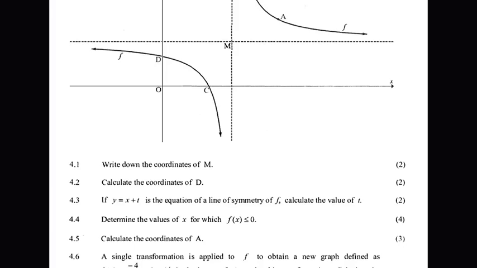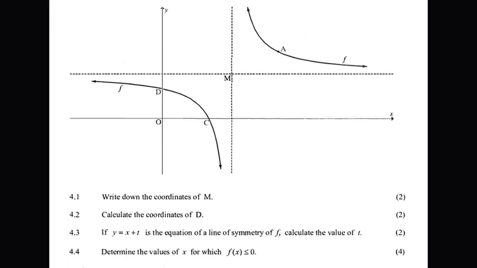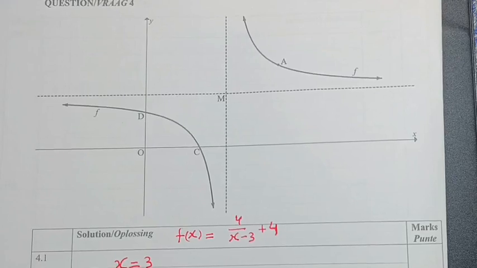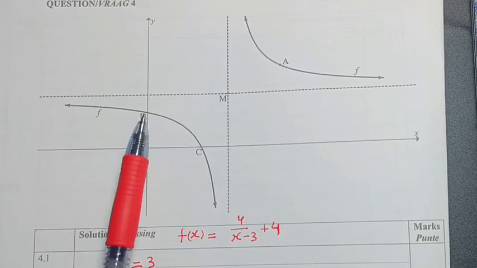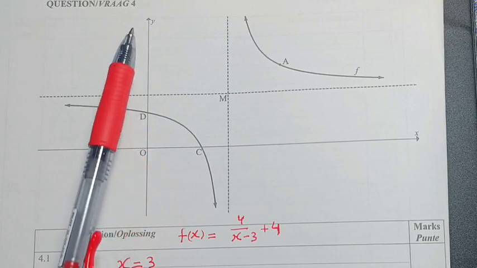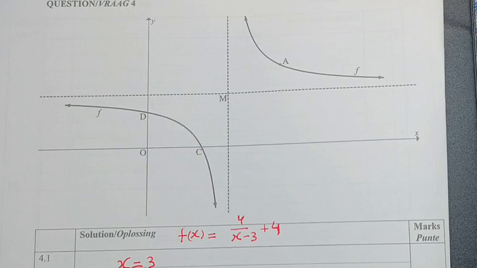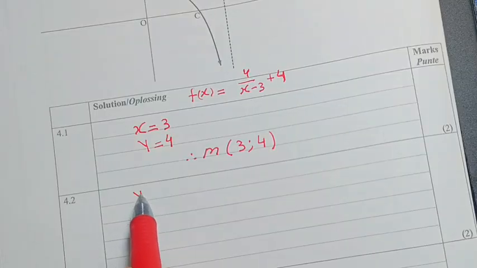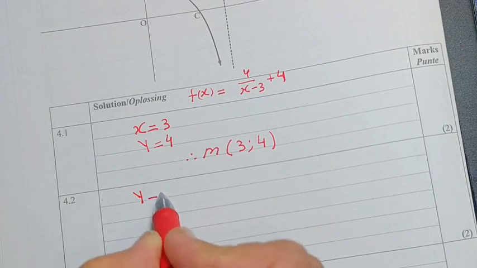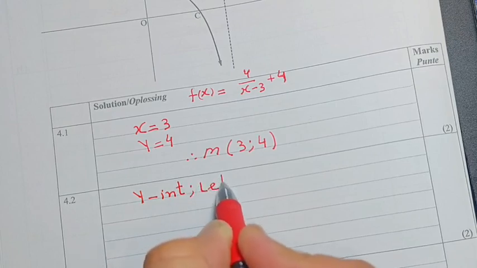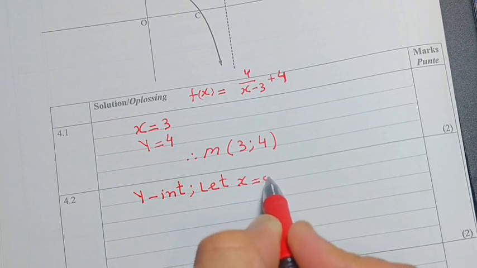The second question, 4.2, says calculate the coordinates of D, which is the y-intercept. You can see D is lying on the y-axis, so this is a y-intercept. For the y-intercept, let x be equal to 0. Let me show you how to solve this one.